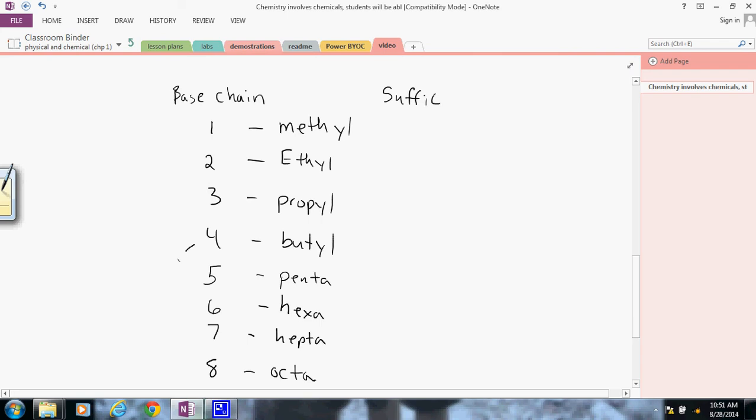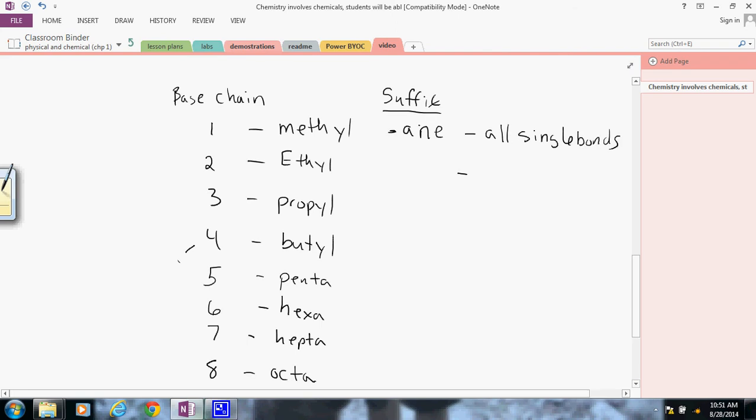And the suffix we're using here is "ane." Ane simply means all single bonds. Another way of saying this is that we have max hydrogens. This is another way of saying it is saturated.